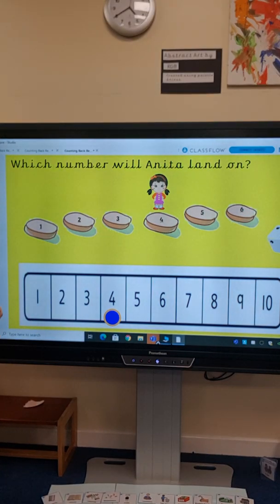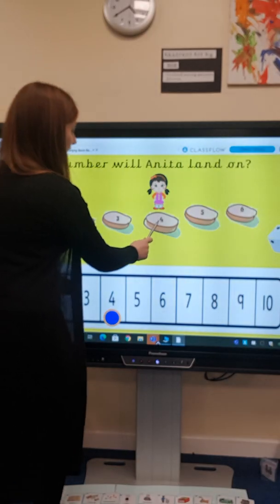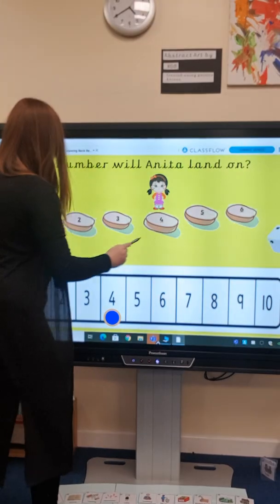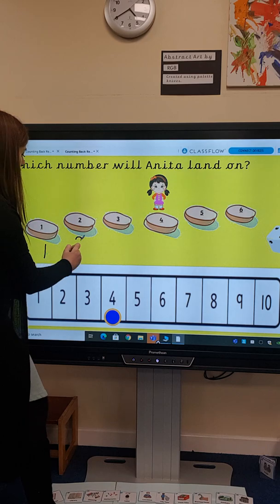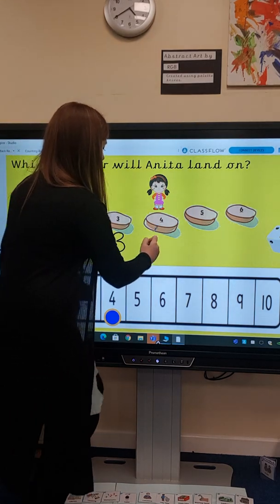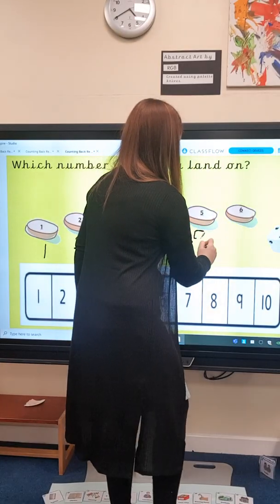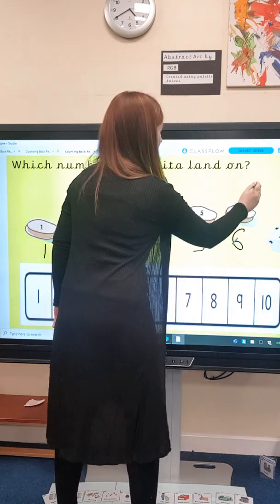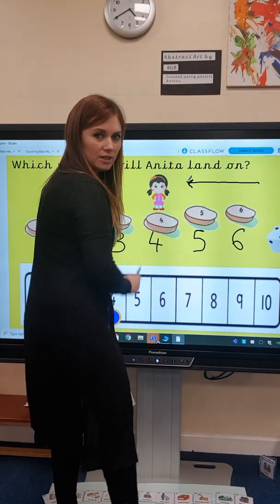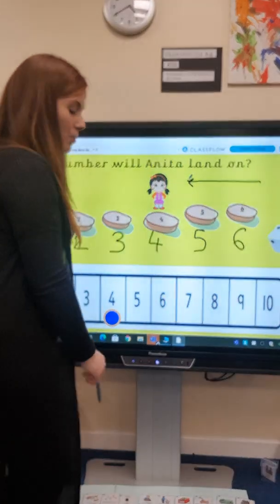So Anita's playing on some stepping stones. Anita is on number 4. I'll write these again so you can see them. 1, 2, 3, 4, 5, 6. And again, she's counting backwards. She wants to play a counting backwards game.